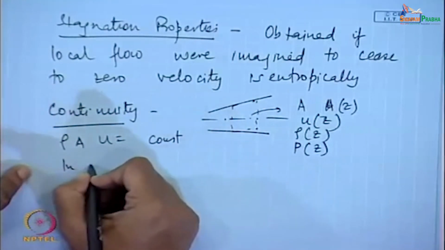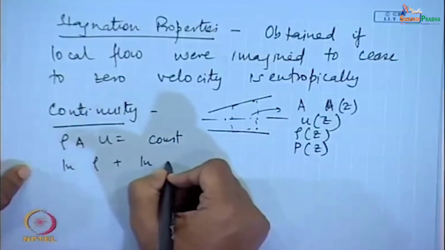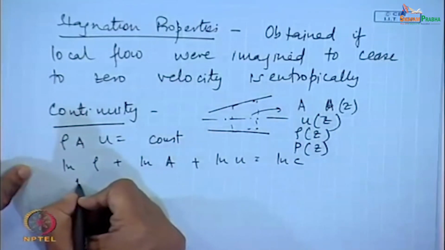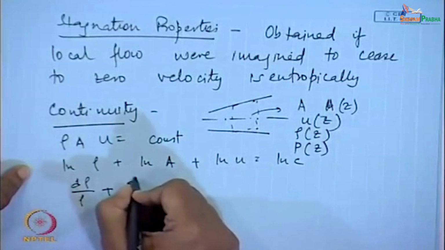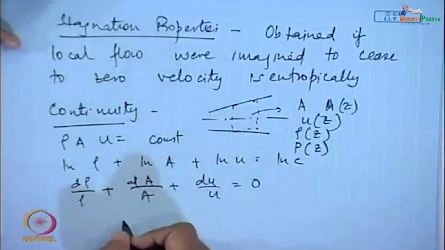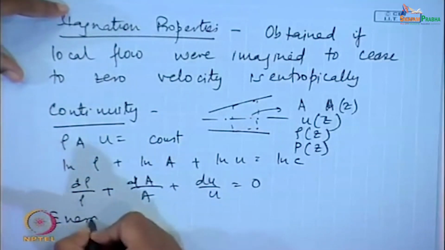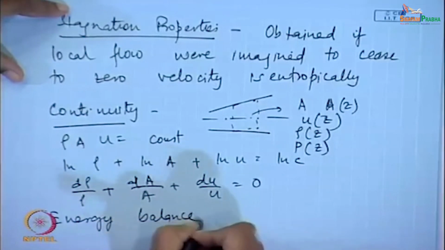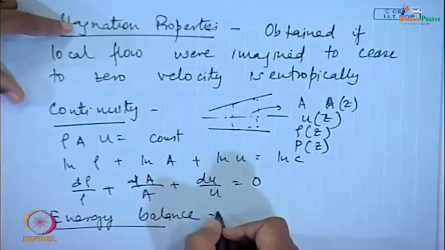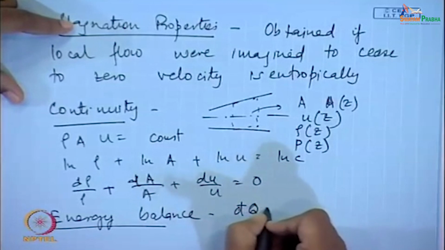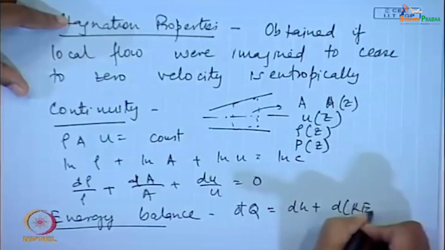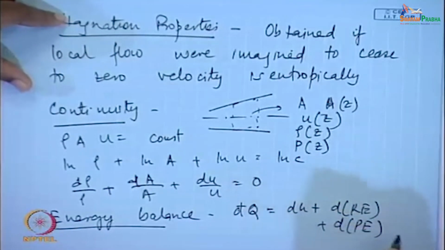A useful form of this equation is to take the log and perform the logarithmic differentiation. From here we get d rho by rho plus d A by A plus d u by u equals 0. Okay. And from energy balance what do we get? From energy balance, it is just the first law of thermodynamics for open systems, from which we get dq, dw we are going to neglect, this is equal to dh plus d kinetic energy plus d potential energy.